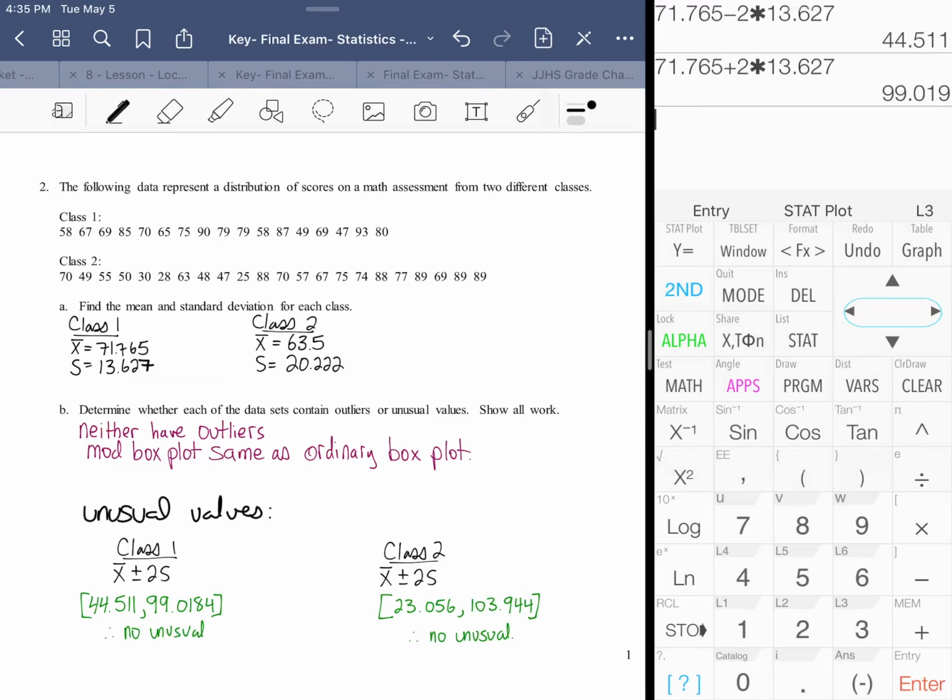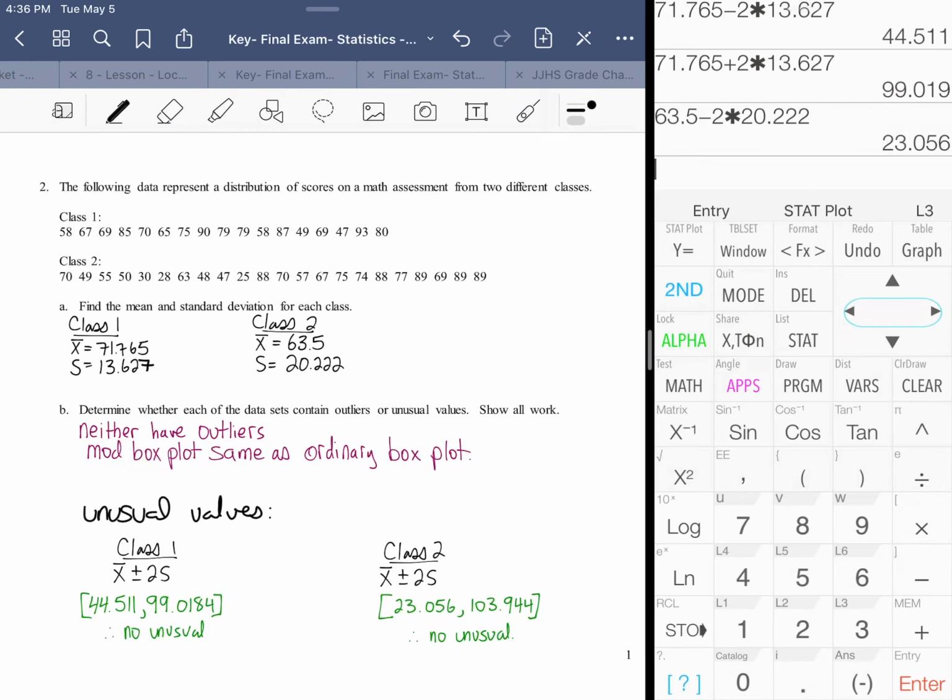Then what you do is you go back to the original data set, class 1, and see if any values in that original data set are outside of that range. Just at first glance, second glance, and third glance, I don't see any values that fall outside of the interval of about 44.5 to about 99.